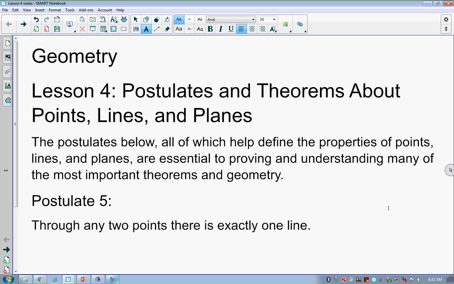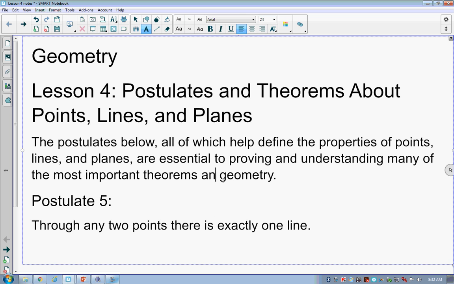Do we need to go outside and prove it? No. Okay? So the postulates that we're going to look at in this lesson, all of which help define the properties of points, lines, and planes, are essential to proving and understanding many of the most important theorems, should probably say in geometry, or of geometry. So we'll go ahead and change that, of geometry.